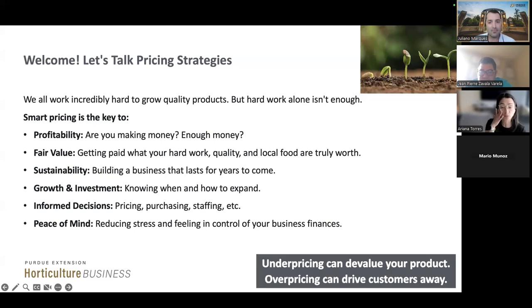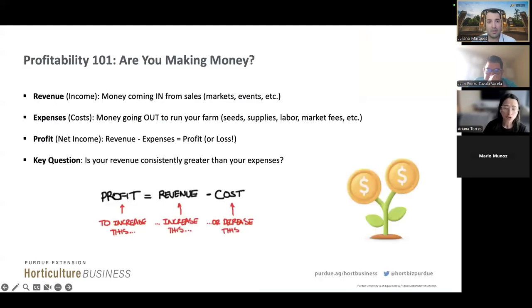One of the reasons prices are so important is because if you underprice, if you sell produce at a lower price, people are going to believe that the quality of your product is not as good. It's going to devalue the quality of your product. If you overprice, if your prices are too high, you are going to drive customers away, because we're living in a time where a lot of people are price sensitive and they are not willing to pay a lot of money if their budget has important constraints.